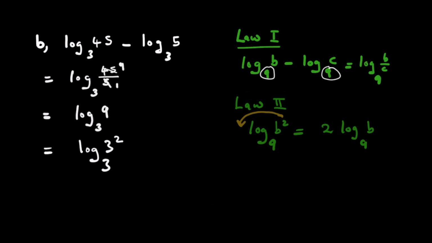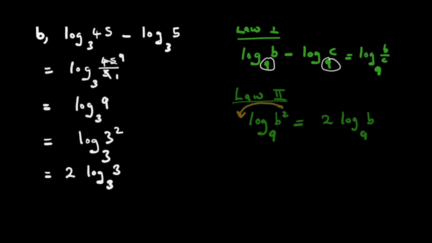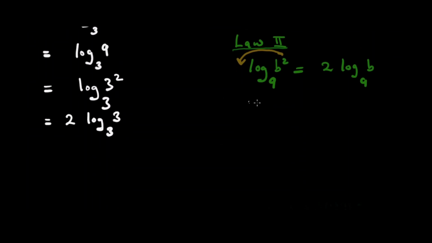Then we apply our second law. This means that we now have 2 log 3 base 3. We also need to apply another law. We are going to call it law number 3. Law number 3 says log a base a is equal to 1. Log a base a is equal to 1.